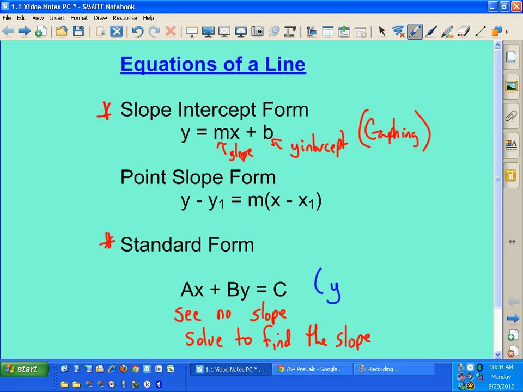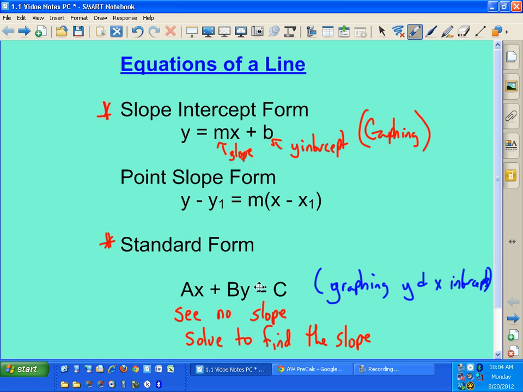Graphing y and x intercepts. So it has its advantages: if I put 0 in for x, that would get rid of the ax part, and then I could find the y-intercept. If I put 0 in for y, I could find the x-intercept, and that's one of the powers of standard form.